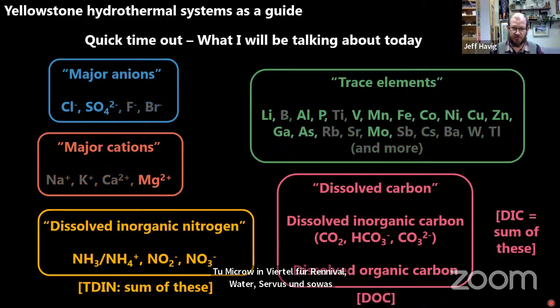And to be a little more specific about things I'll be touching on today, chloride and sulfate will be prominent in this talk. And then total dissolved inorganic nitrogen will be a term I use. So that's a sum of those different inorganic nitrogen species. We'll talk about magnesium, a slew of trace elements. And with dissolved carbon, I'll talk about dissolved inorganic carbon, which is the combined fraction of dissolved CO2, bicarbonate, carbonate anions, and then dissolved organic carbon is DOC. So you'll see those terms.